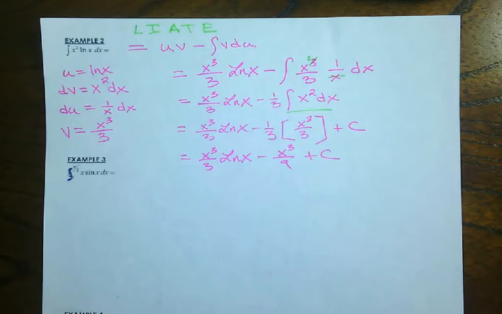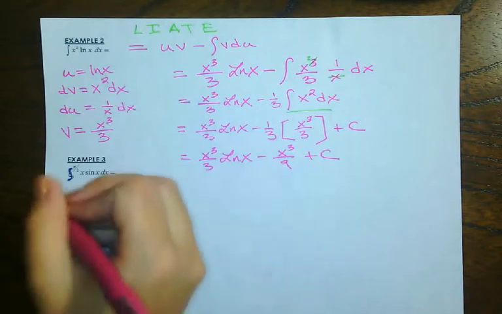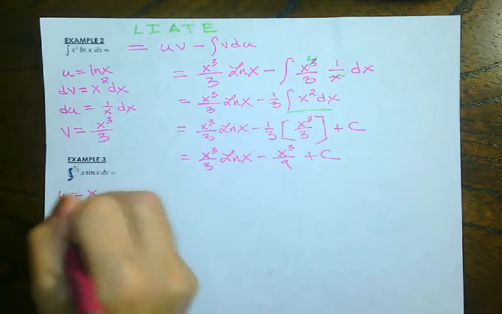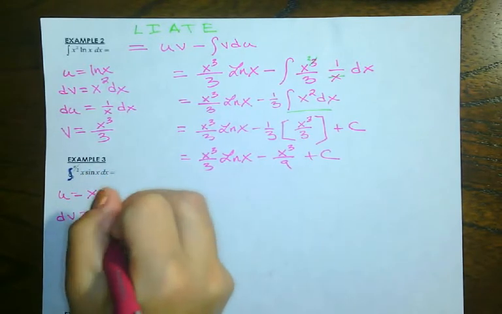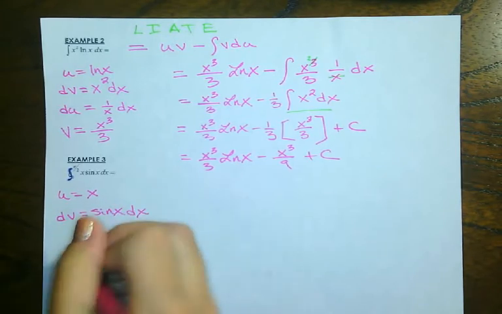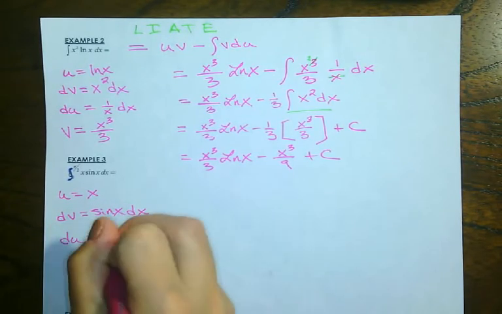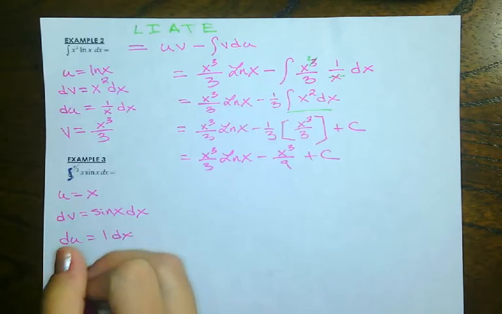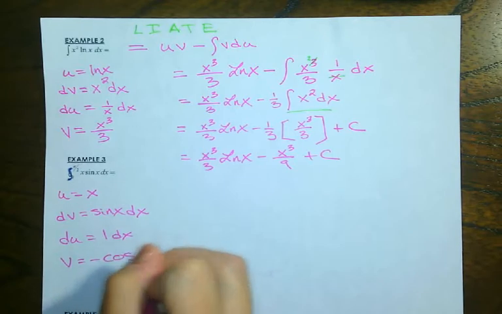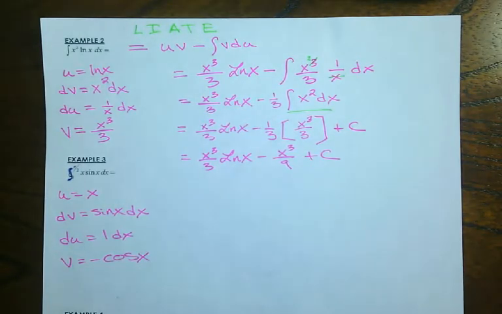For this one, we're still going to start it off the same way. It's going to be really similar to example 1, but now we're just going to have a definite integral. So let's see how we do that. u is still going to be x, and my dv is sine x dx. Just like in example 1, du is just 1 dx, and that means that v is negative cos x.